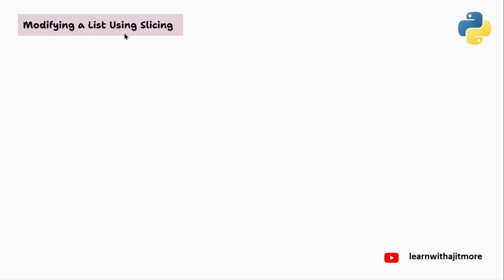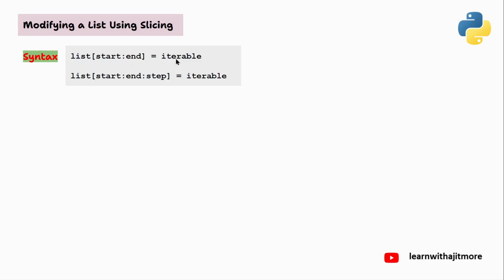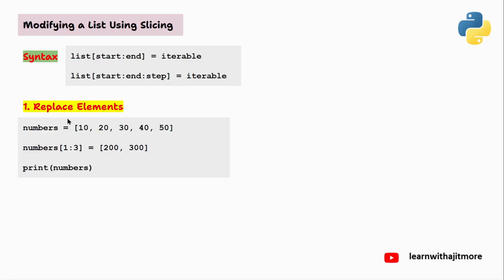Okay. And modifying a list using slicing, which I showed you. You can write list start colon end, देखो ऐसे, start colon end equal to iterable, start colon end colon step equal to iterable. In the second case, what is the criteria? As many elements are coming at that step. Start से लेके end तक with this step, जितने एलिमेंट आते हैं उतने ही एलिमेंट इस इटरेबल में होने चाहिए. Get it? Example देखो. Replace elements.